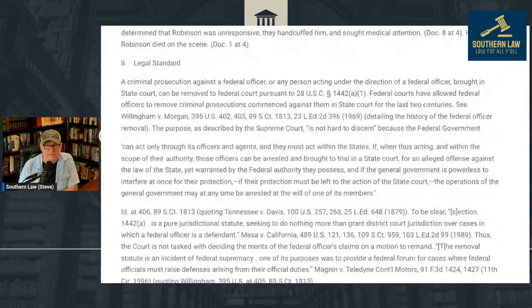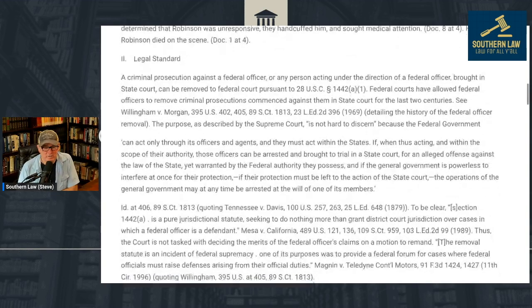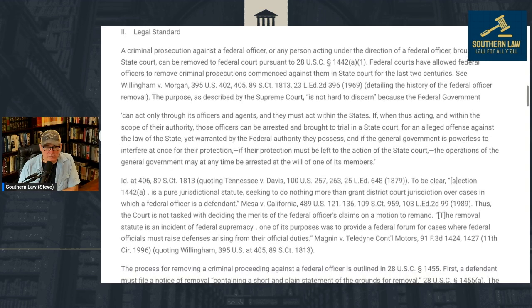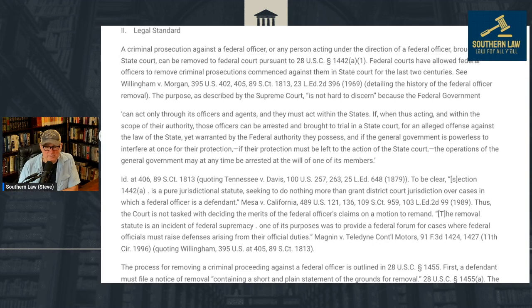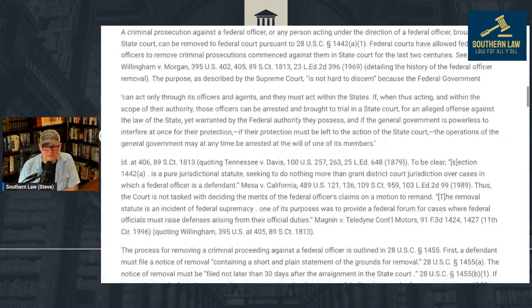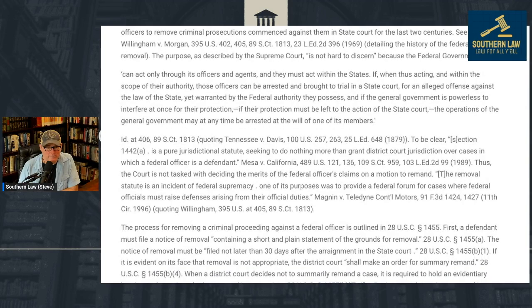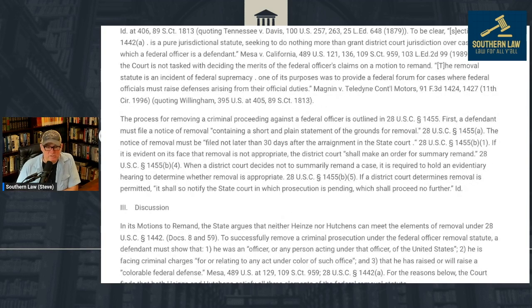So look what the court says. This is federal court, so this is really instructive to what might happen in this Trump case. A criminal prosecution against a federal officer or any person acting under the direction of a federal officer brought in state court can be removed to federal court. We just looked at that. Federal courts have allowed federal officers to remove criminal prosecutions commenced against them for the last 2 centuries. And we see in a statute that is now codified a very clear procedure for that. So the court says that the removal statute is an incident of federal supremacy.